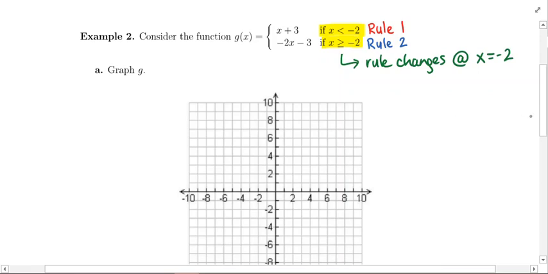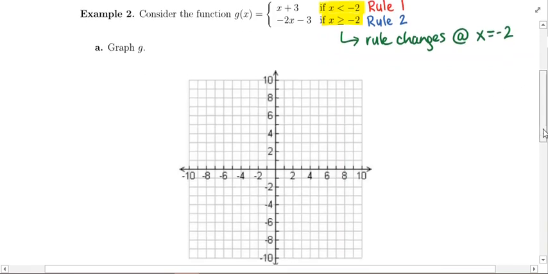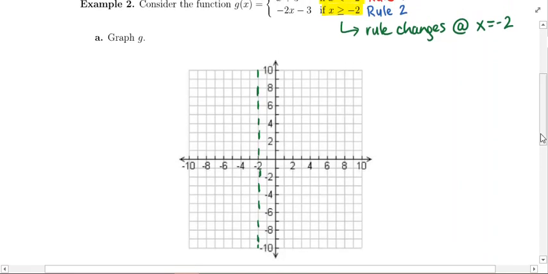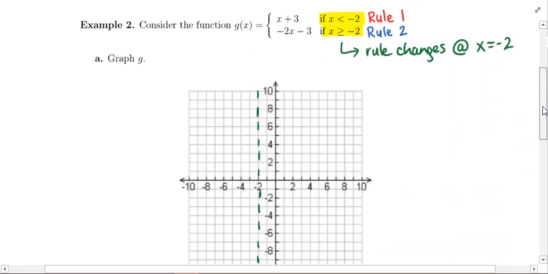I am going to put a dotted vertical line at x equals negative 2. This is not part of the graph. It is simply a reminder that we're going to have a piece of one graph to the left of this vertical line, and a different graph to the right of it. The rules cannot cross. If you graph one piece, it cannot cross the vertical line, otherwise you will violate the vertical line test. This must be a function when you graph it out.